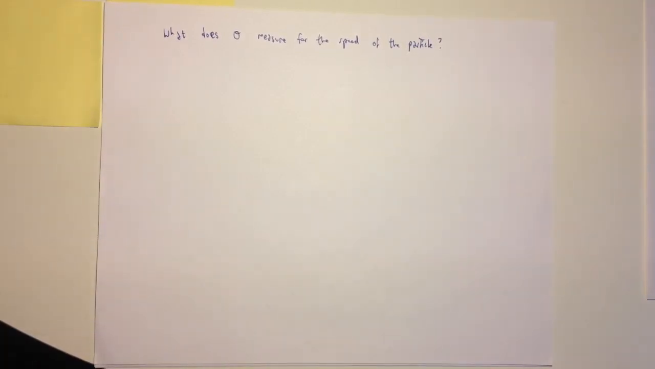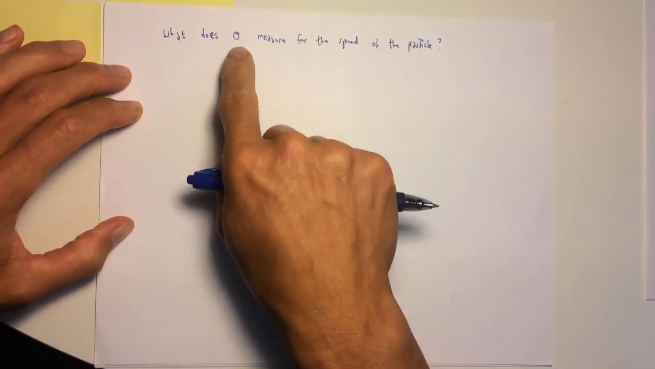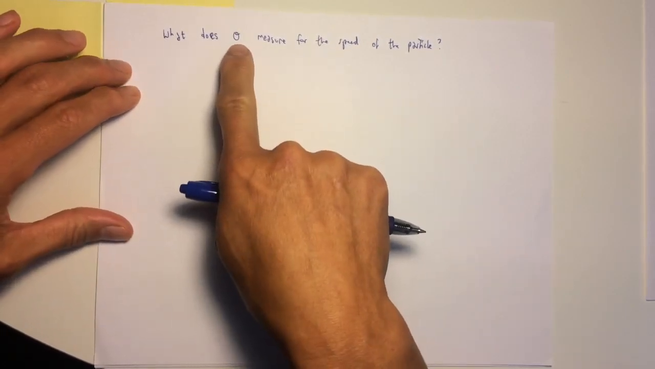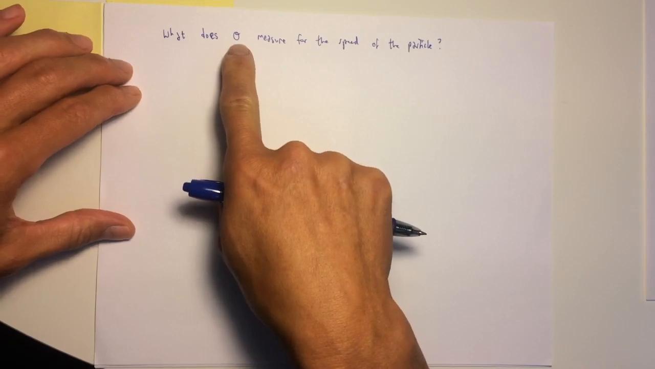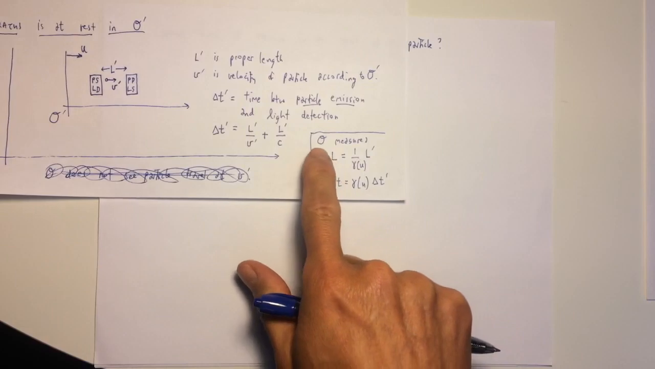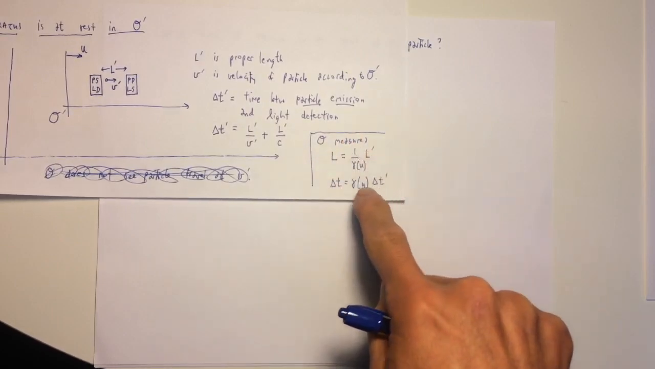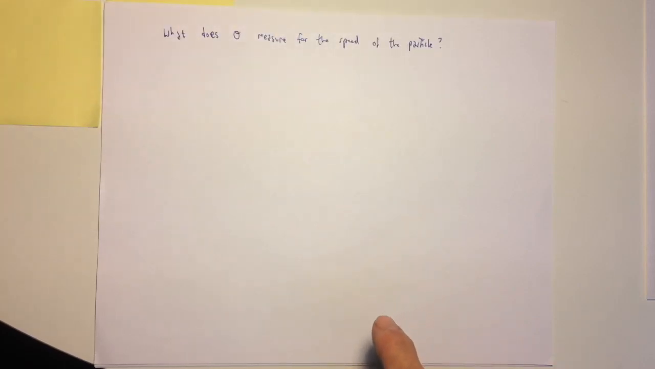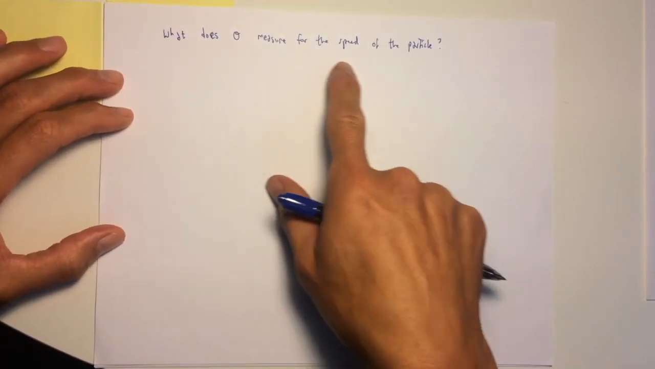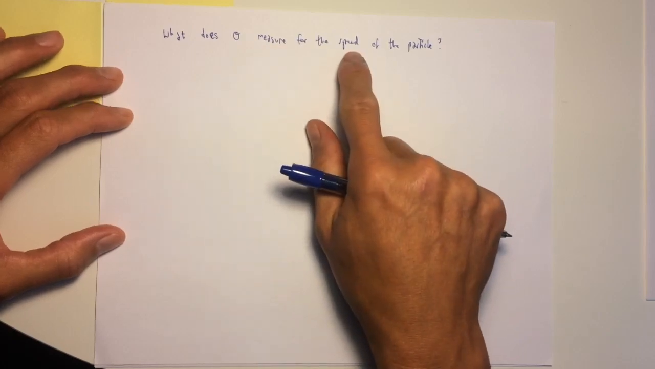So in order to answer this question, what we have to do is basically just think about what O is going to see happen. And remember that the connection between O and O prime is given by length contraction and time dilation. So let's be really careful and think about how O watches the little particle.